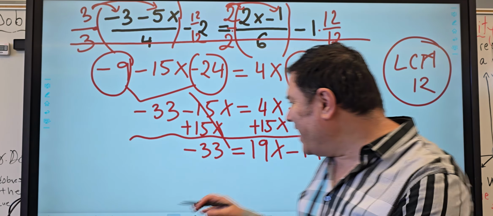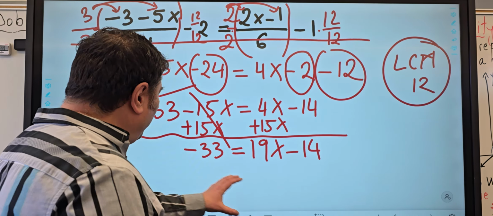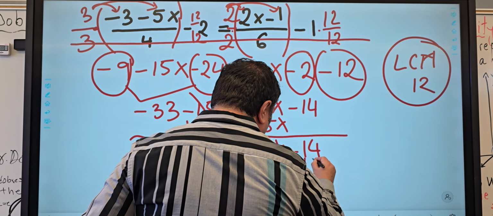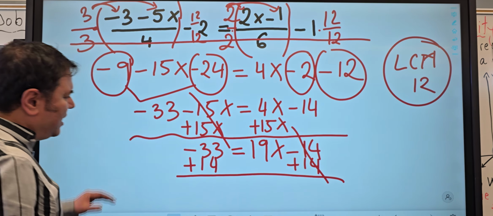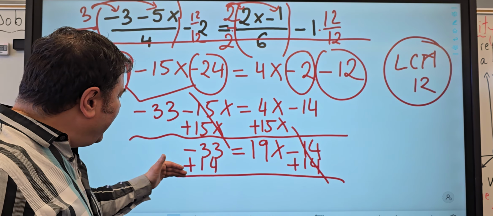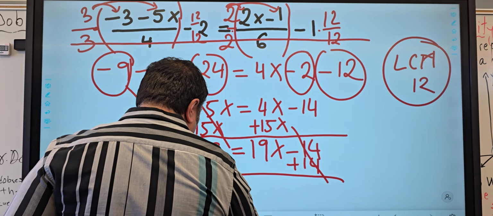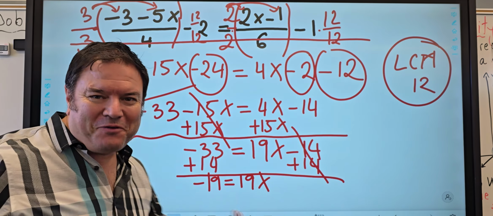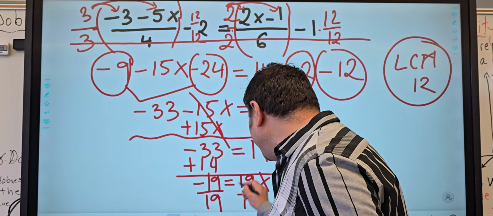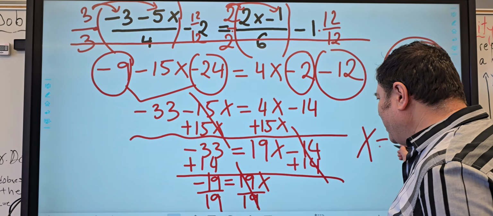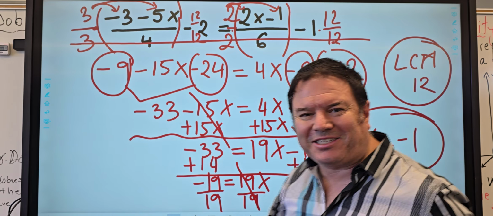And now we have to bring the whole numbers to one side of the equation. So in this case we are going to add 14 on both sides. This simplifies out. So -33 plus 14 actually becomes -19. -19 equals 19x. And finally, we divide both sides by 19. So the final answer is, this simplifies out, x equals negative divided by positive, which becomes -1. And this is our final answer.